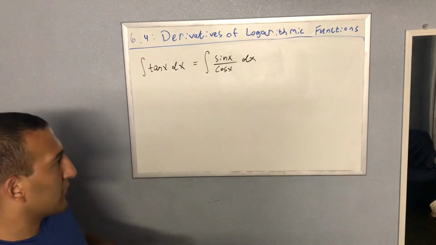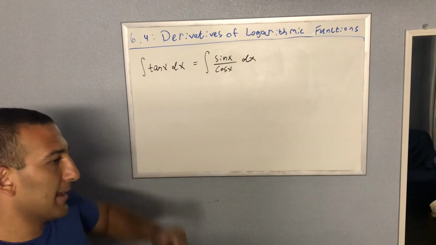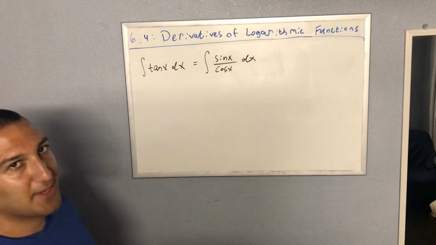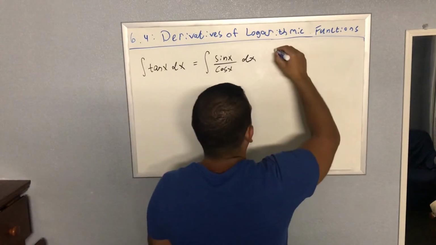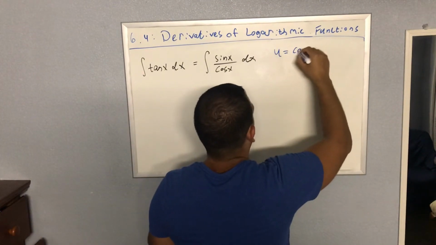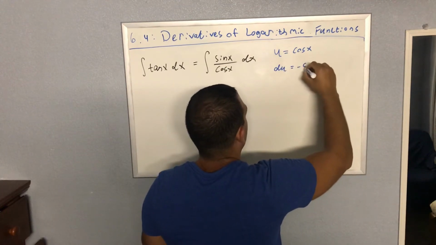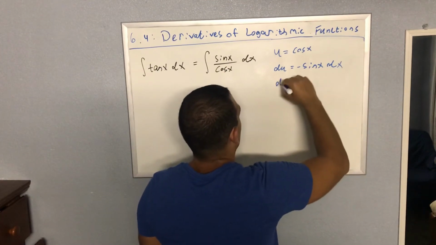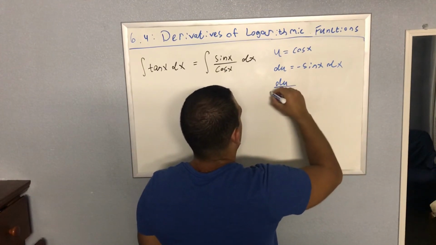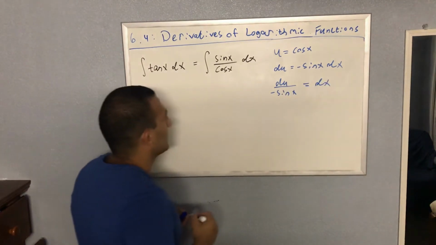So, of course, you either have the choice sine or cosine. And because I've done this 1,000 times, I know that cosine should be the right choice. So we'll see why in a second. So if you let u be cosine x, that means that du will be negative sine x dx. And so du divided by negative sine x is dx.